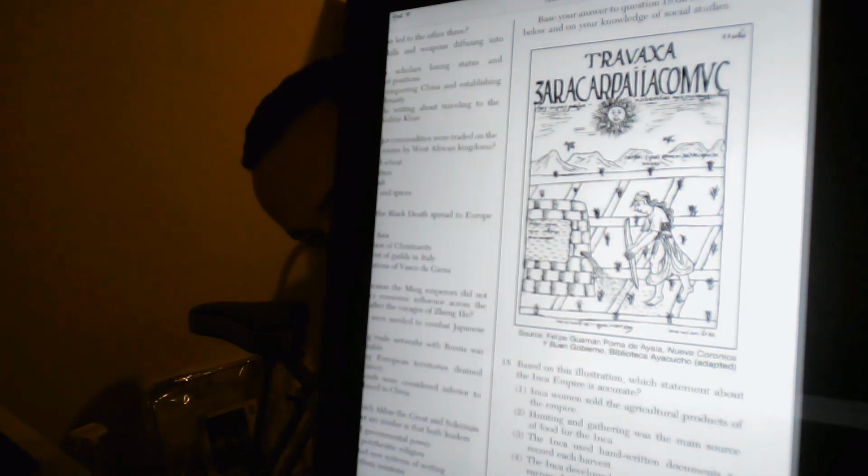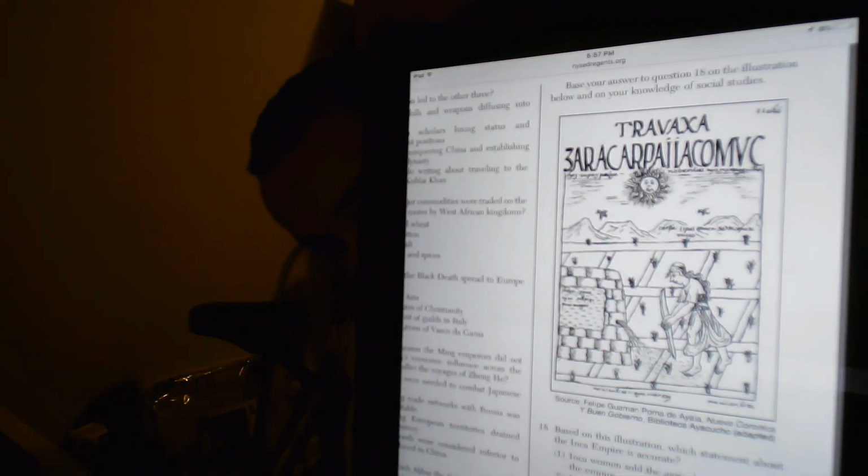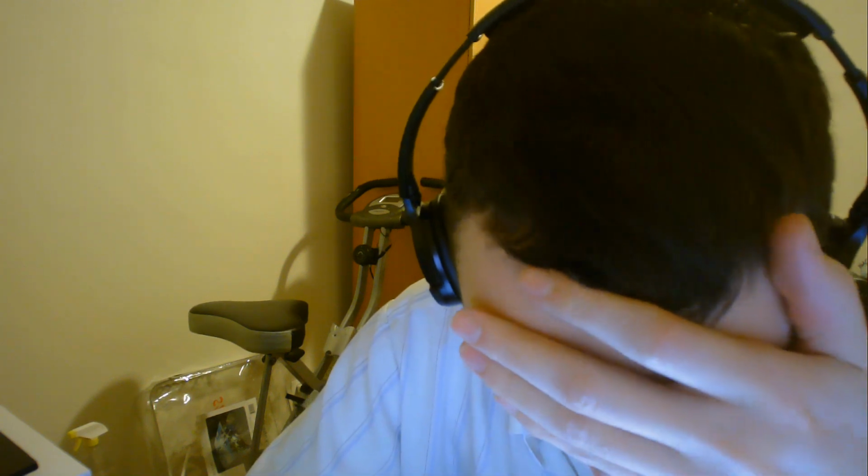All right, so you have this little cartoon, number 18. So just to be sure we guys are on the same page. All right, number 18. So I'm looking at this political cartoon. Before, when looking at it, I'm thinking they're talking about Incas or some people of the New World. So I see terraces, I see mountains. It's definitely Incas. Based on the illustration, which statement about the Inca Empire is accurate?